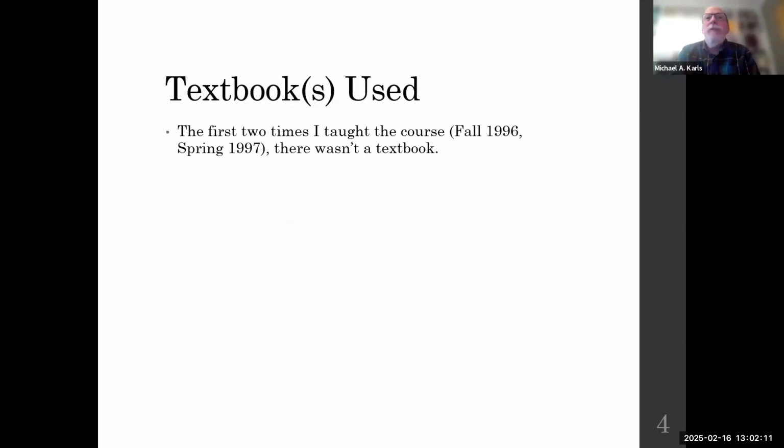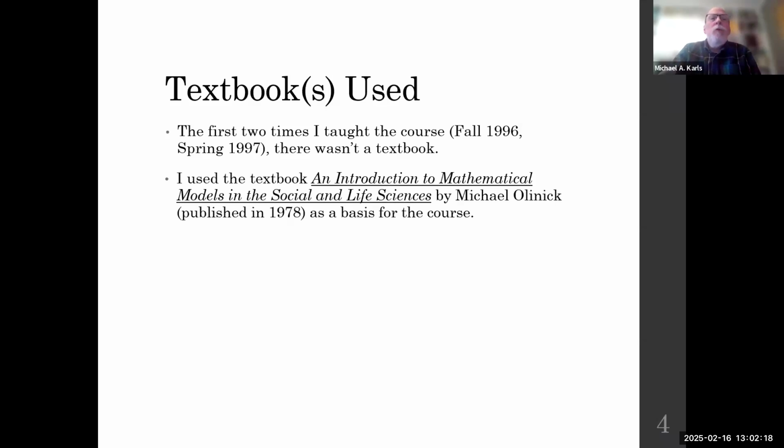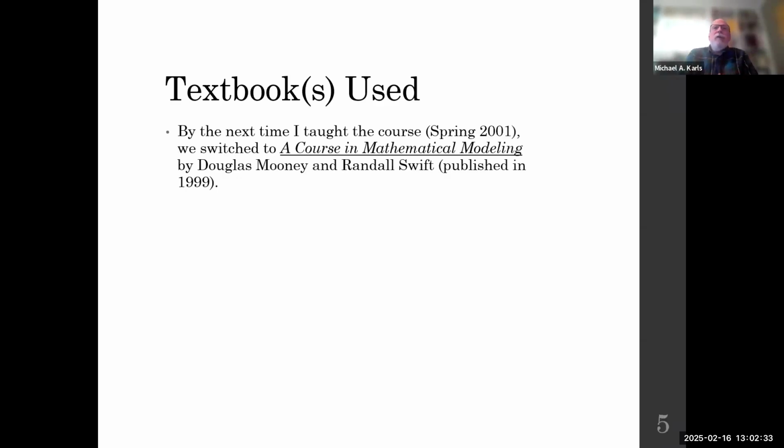Okay, so the first 2 times I taught this course were in fall of 1996 and spring of 1997, and there wasn't a textbook. So I used this book called An Introduction to Mathematical Models in the Social and Life Sciences by Michael Olenek. It was published in 1978. I used that as a basis for the course. And the next time I taught the class, in spring of 2001, we had switched to a text by Douglas Mooney and Randall Swift. It's published by the MAA in '99. It's A Course in Mathematical Modeling.